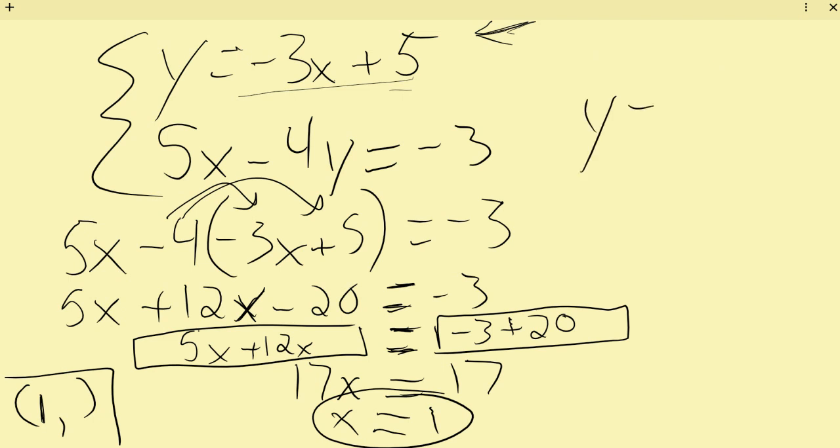We're going to say y equals negative 3 times 1. Negative 3 times 1 is negative 3, and negative 3 plus 5 would give you 2. So you get y equals 2. So we're going to put a 2 in here for y, because that's what y equals, okay?